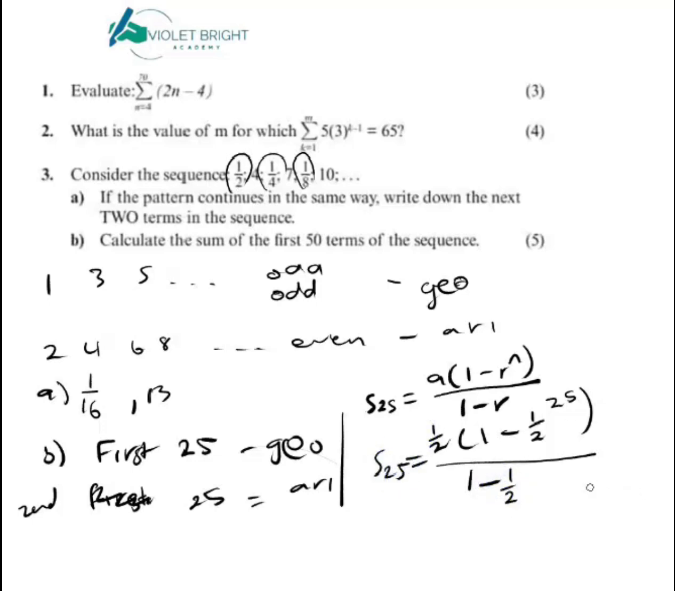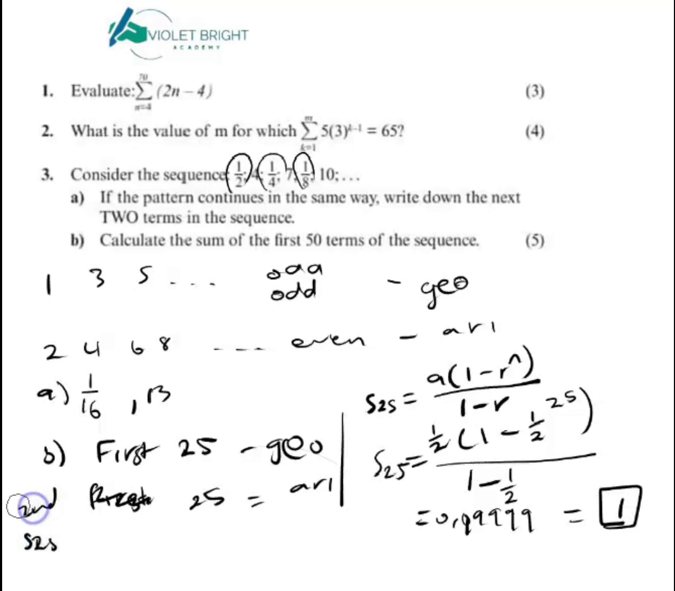Let's use a calculator quickly and find the answer. Then we do the sum of the first 25 arithmetic terms. Then we combine the answers. That's how we are going to do this question. So the answer is 0.999999, which means it limits to just 1. So you can just say the answer is 1.